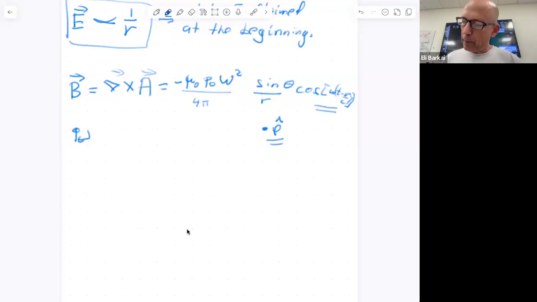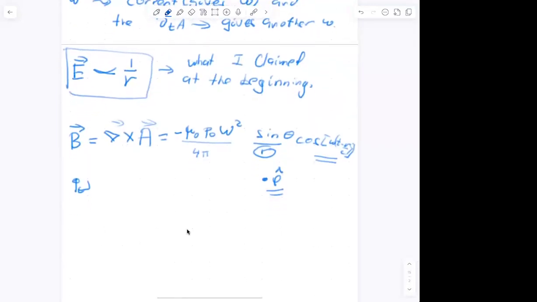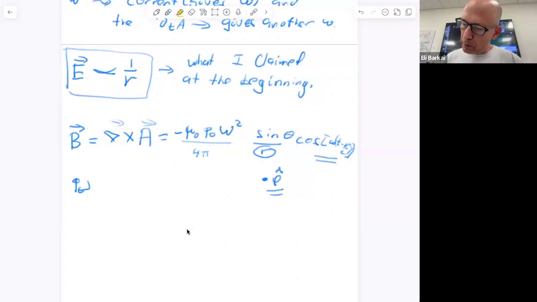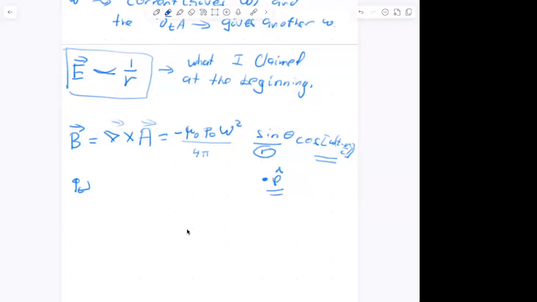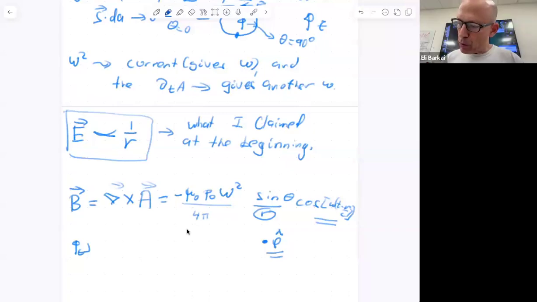This is the retarded time. This is the beautiful physics that we had before, 1 over R. Sine theta as before. What is missing here? Over C. Exactly, very good. And why is that expected? Because there was a cosine. You are not a mathematician, but you are absolutely correct. Okay, continue.